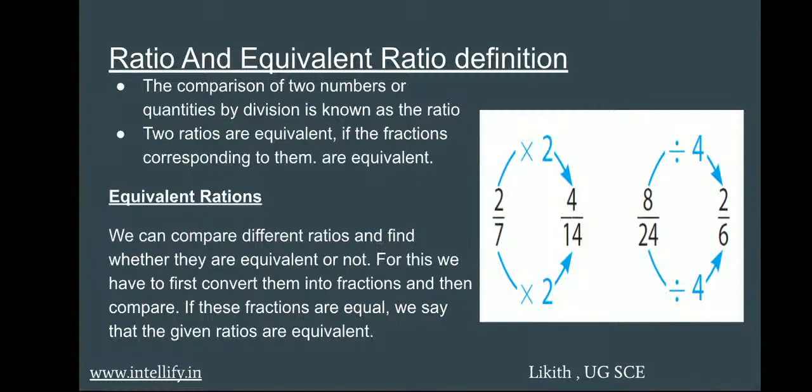Two ratios are said to be equivalent if the fractions corresponding to them are equivalent. We can compare different ratios and find whether they are equivalent or not. For this, we have to first convert the given ratio into fraction and then compare. If these fractions are equal, we say that the given ratios are equivalent.